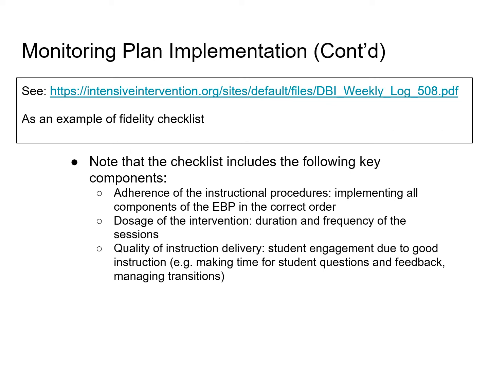Another example of a treatment integrity checklist can be found at this link. You'll see that the checklist contains adherence to the instructional procedures, dosage of the intervention, as well as quality of instructional delivery.